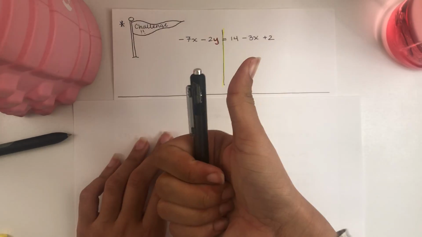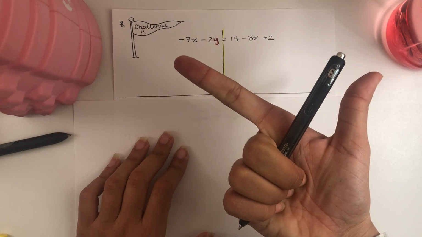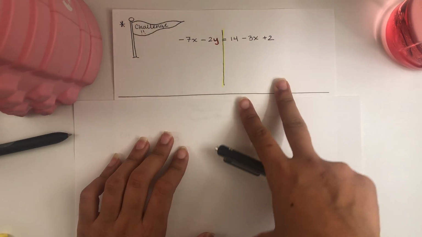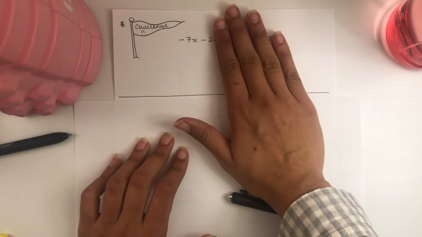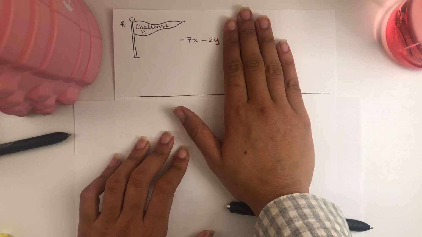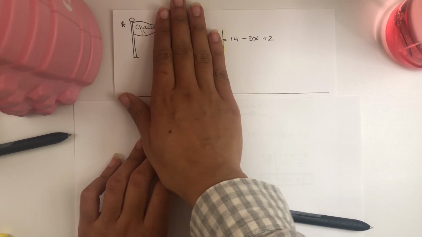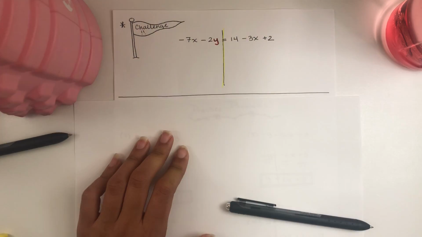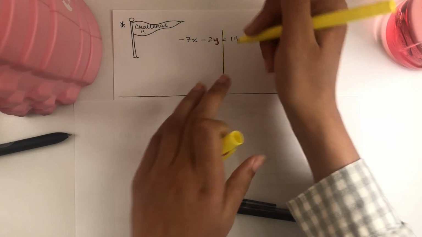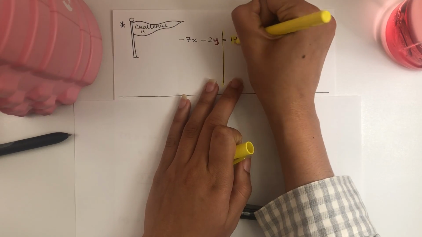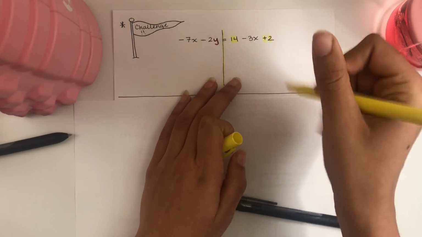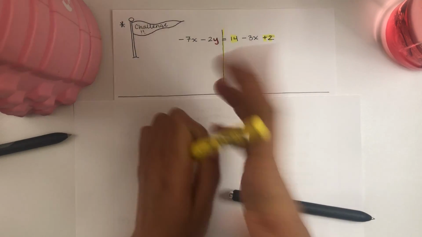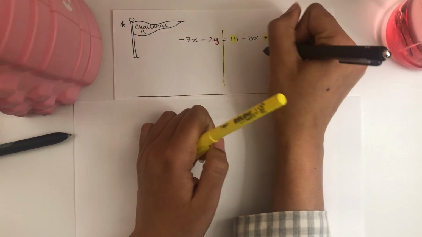All right, we located y. We drew a line down the equal sign. Now we should be combining like terms if possible. Can I combine 7x and 2y? No. Over here, is there anything I can combine? Yes. Look right here. I have this 14 and this positive 2. What does 14 plus 2 equal?